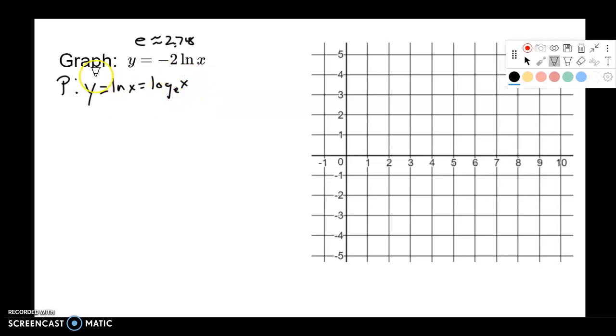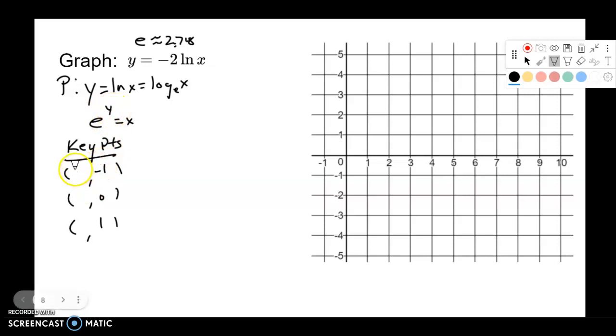We're going to switch this form to exponential, and we get e to the y equals x. So now let's talk about our key points. We write our values with e, and then eventually we worry about how much that might be on the graph. We're going to plug in -1, 0, and 1 for y, and that'll give us values for x. e to the -1 is just 1 over e, e to the 0 is 1, and e to the 1 is e. This is a log graph, the natural log, but a log graph nonetheless, so it starts with a vertical asymptote at x equals 0.